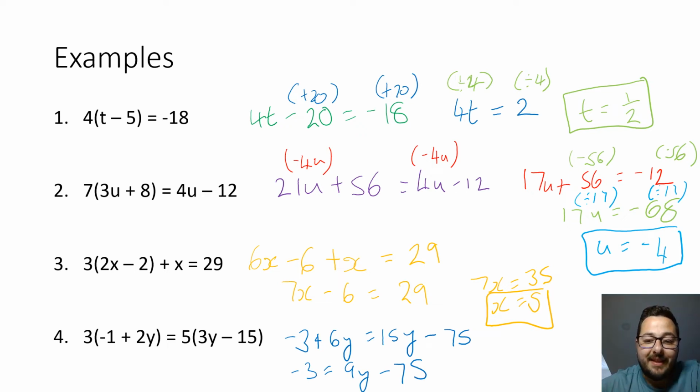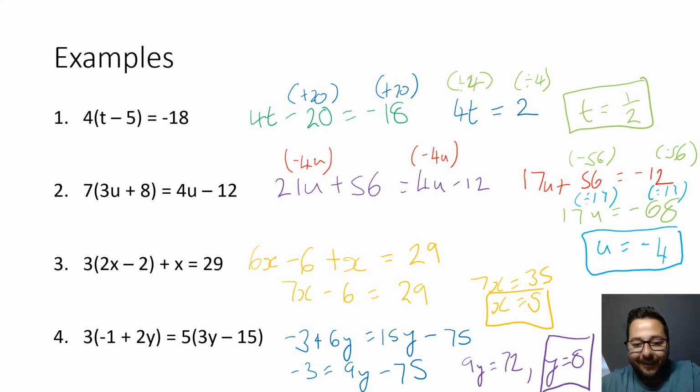Then we want to add the 75, so we're going to get, let's just use a different colour, we're running out of space here. We're going to get 9y is minus 3 plus 75 is 72, and so that means that y must be 8. Okay, all right, I hope that all made sense.